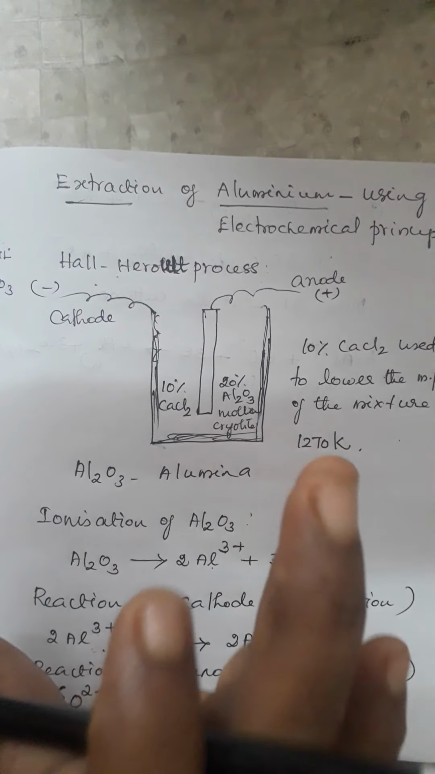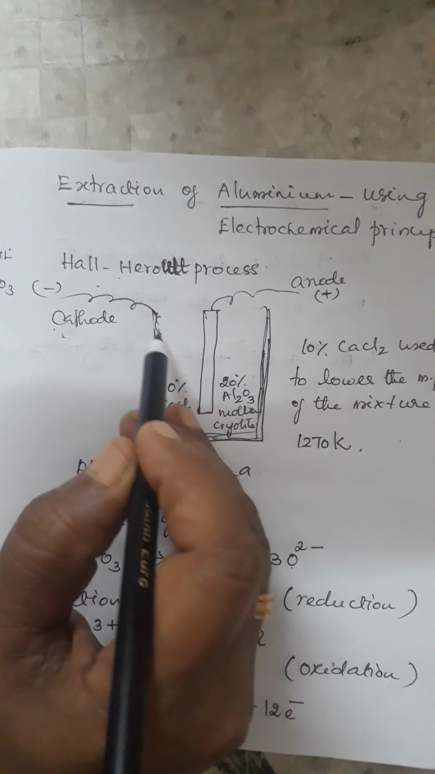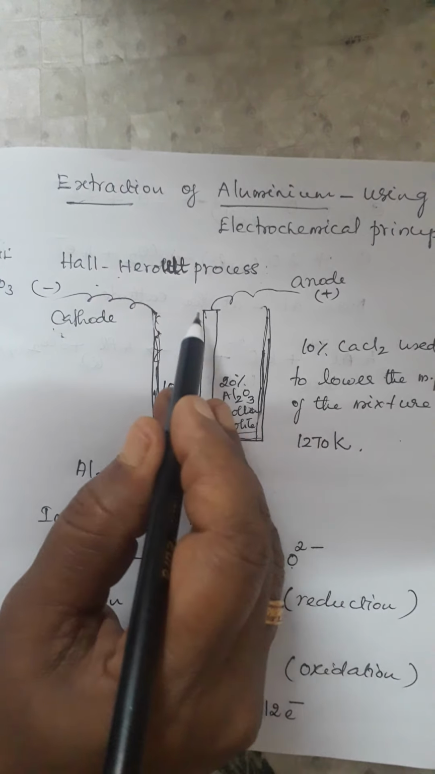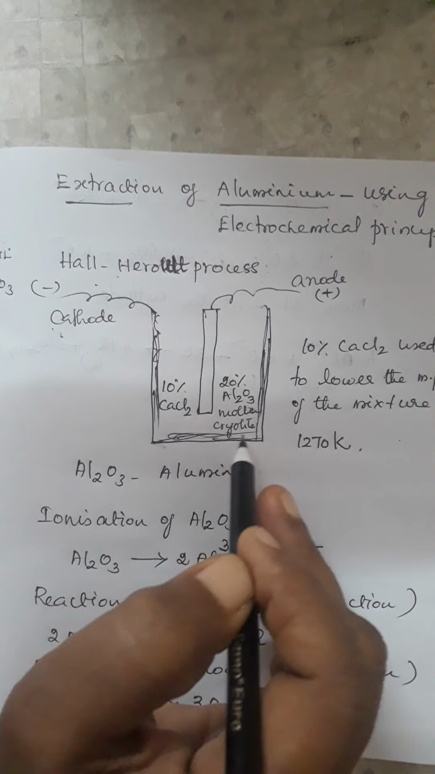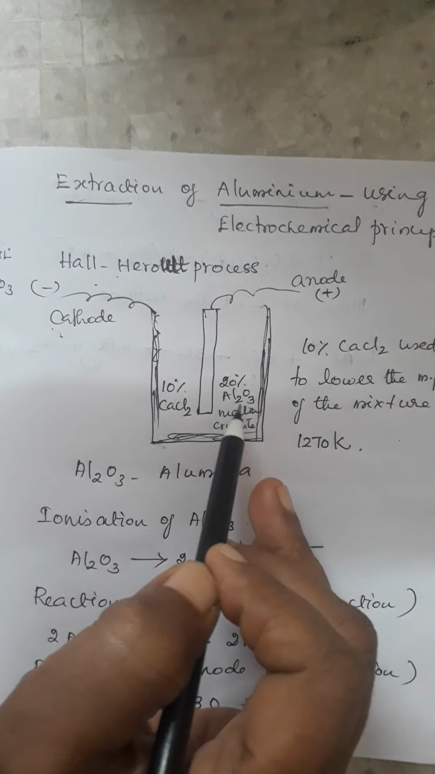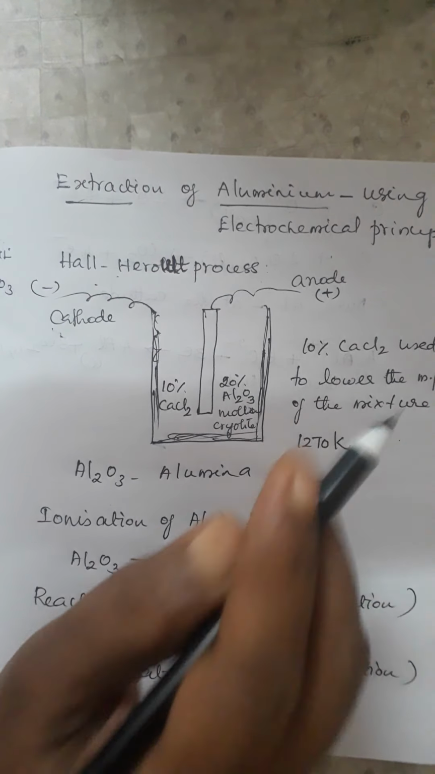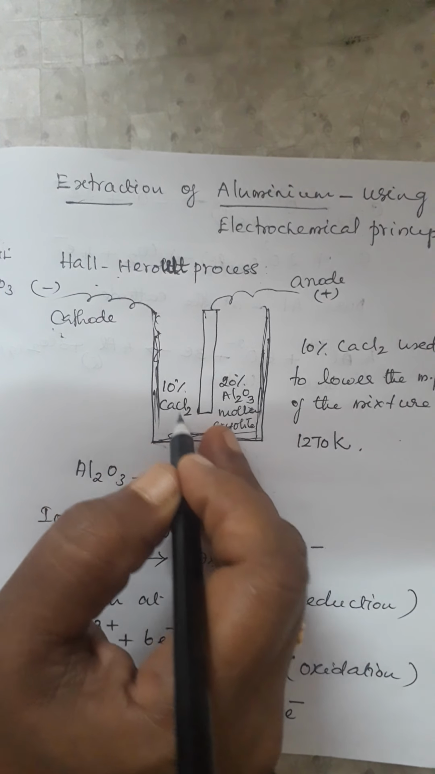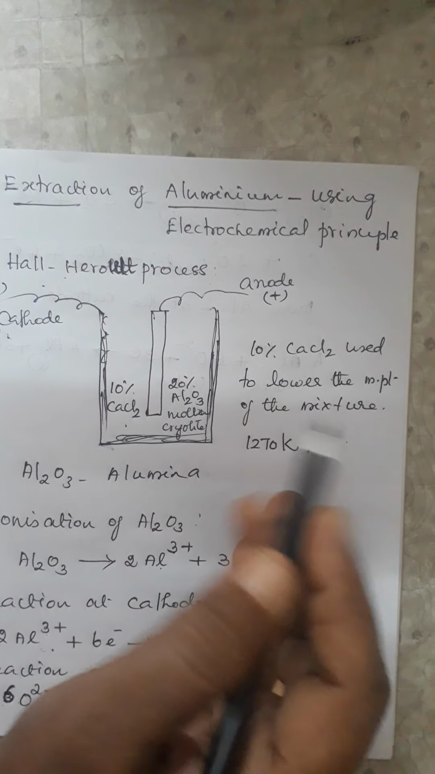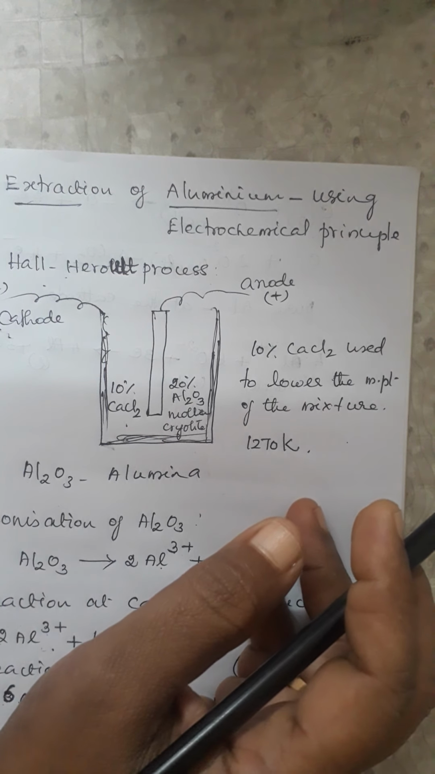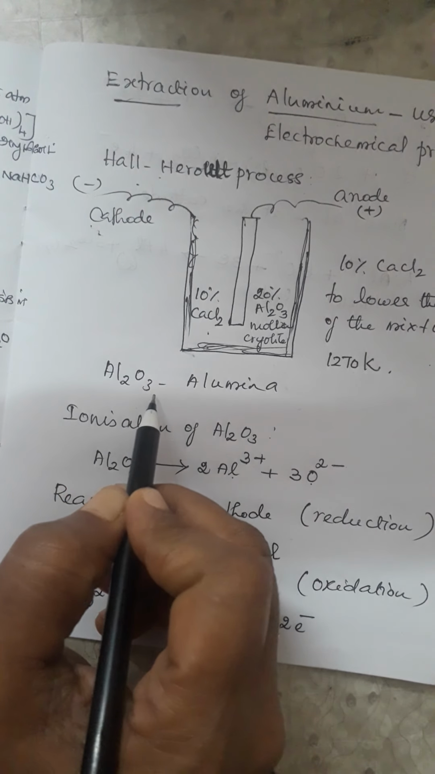That iron tank is lined with carbon. Carbon blocks are taken and that act as anode. In this tank we take 20% alumina and along with that molten cryolite, and to this mixture we are adding 10% calcium chloride. 10% calcium chloride is used to lower the melting point of the mixture. The setup is kept above 1270 Kelvin, and the alumina formula is Al2O3.